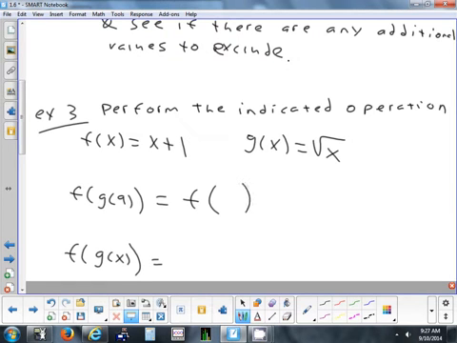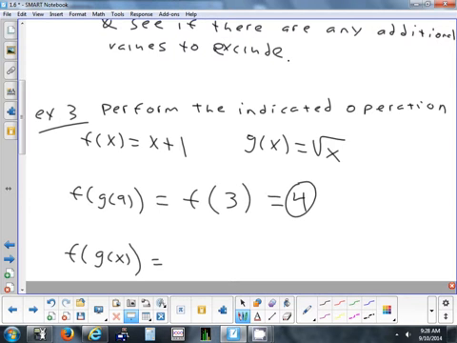Okay, let's find g of 9. So if you fill 9 in for x in function g, what do you get? Yep, what's that? 3. G of 9 is the square root of 9, or 3. Now I want to plug that value into f of 3. What do I get if I fill in 3 for x in the f of x function? 4. Okay, so that's just a numerical calculation with composition.